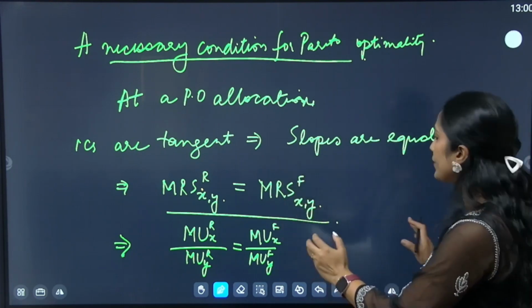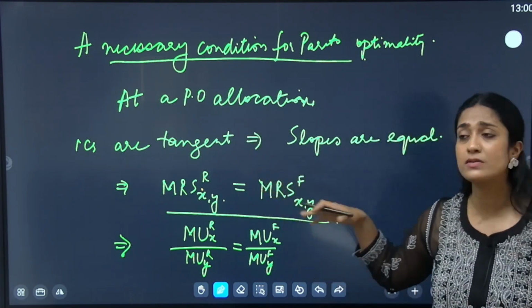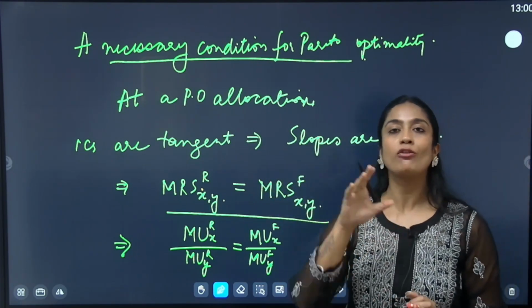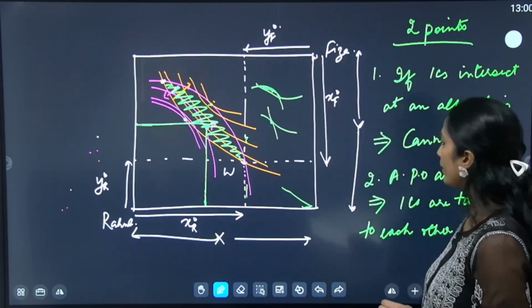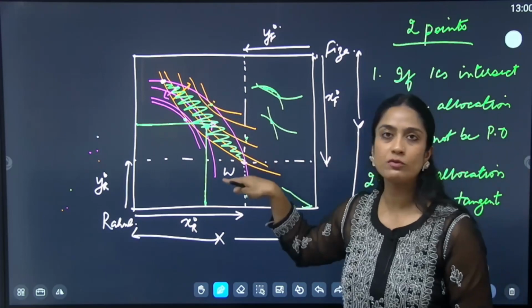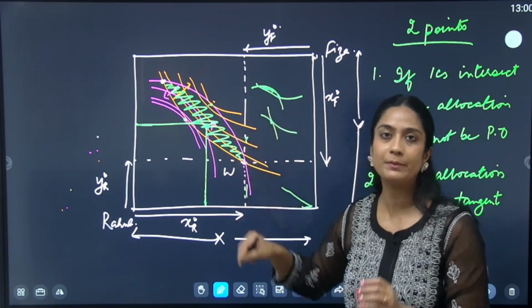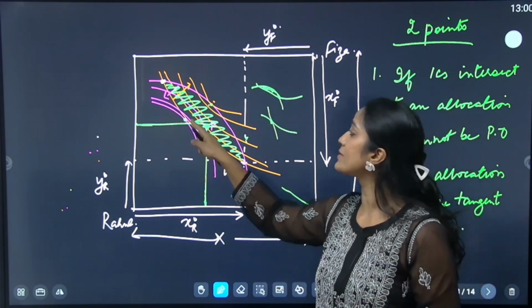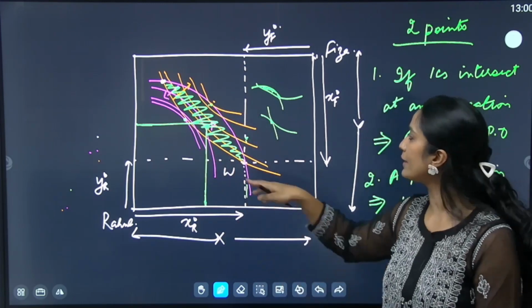Now from here, let us move on. I hope this is clear. This is essentially saying that even though there are a lot of Pareto moves possible from W, actually Pareto optimal points will be a smaller set, and Pareto optimal points will only be the points where the ICs are tangent.